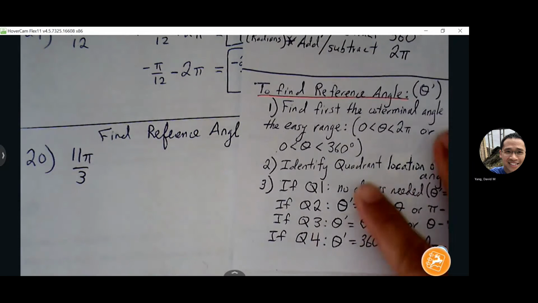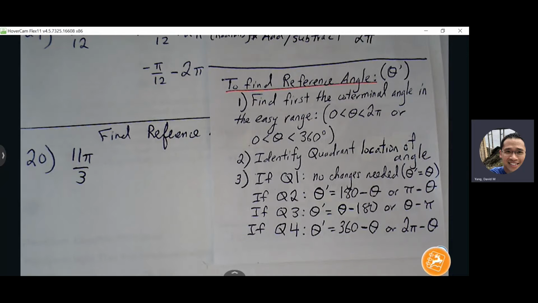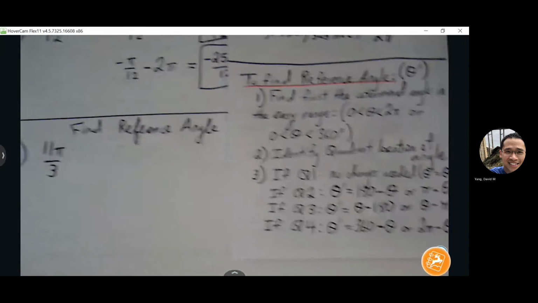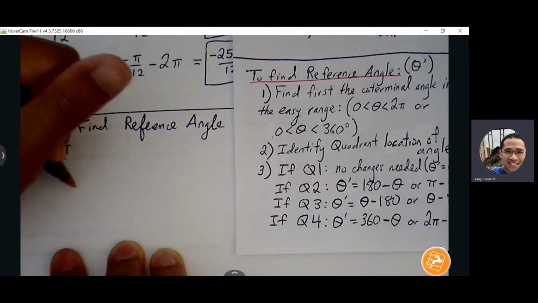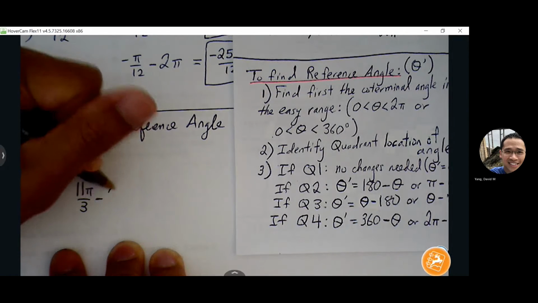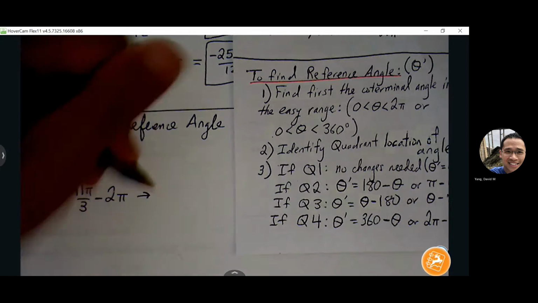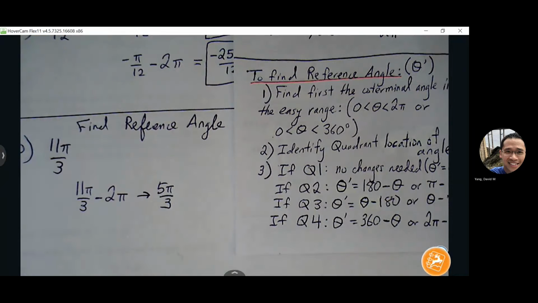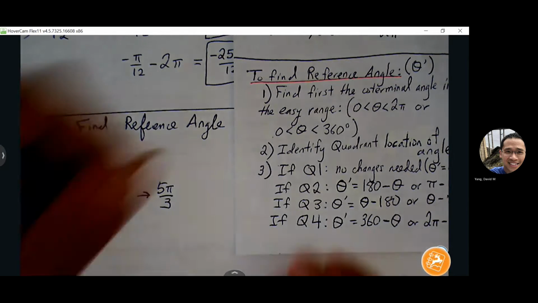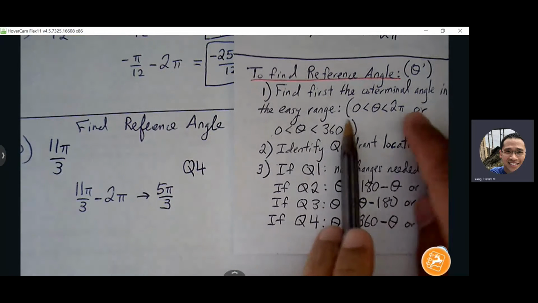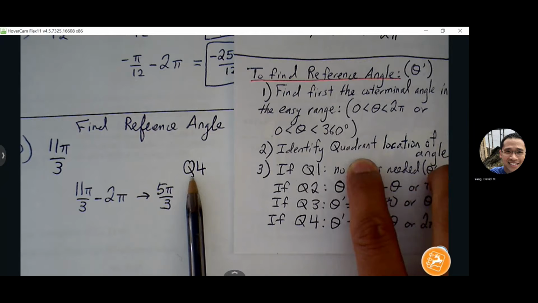So again, here are the steps. If you don't recognize a measure in radian or degree mode, you can always subtract 2 pi or subtract 360 to get it to something that is between 0 and 2 pi or between 0 and 360. So 11 over 3 is a little bit large, right? Okay. Now it feels more recognizable, right? 5 pi over 3 is which quadrant? We got it to between 0 and 2 pi. We know which quadrant it's in. So we know which steps to take.